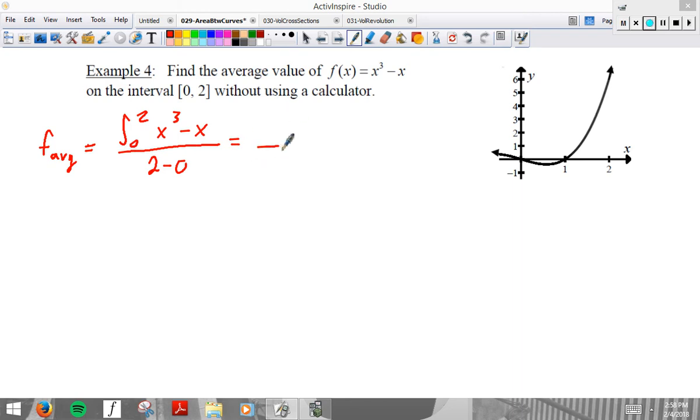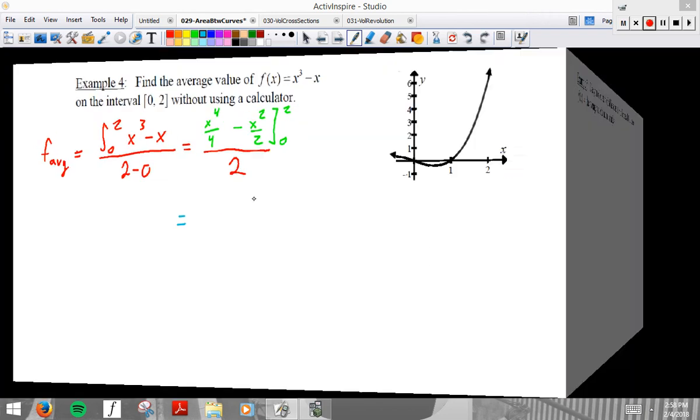Make sure you keep the denominator. Write that first if it helps you. On the top, we're going to anti-differentiate: x to the 4th over 4 minus x squared over 2, evaluated from 0 to 2. Plugging in the 2 first.